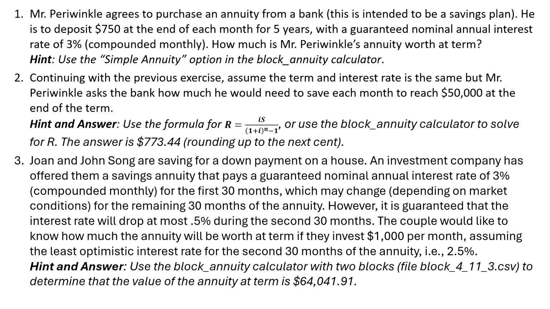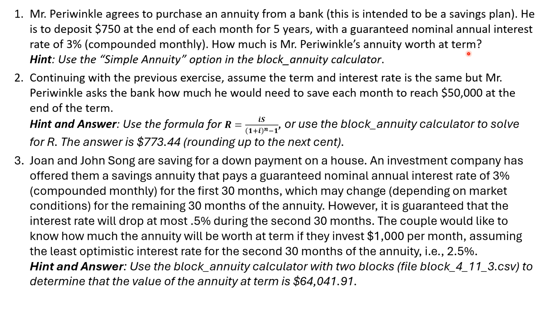Okay, so I have a number of examples that apply to the 2 previous annuity lectures. The first one is Mr. Periwinkle agrees to purchase an annuity from a bank. This is intended to be a savings plan. He is to deposit $750 at the end of each month for 5 years with a guaranteed nominal annual interest rate of 3%, compounded monthly. How much is Mr. Periwinkle's annuity worth at term?